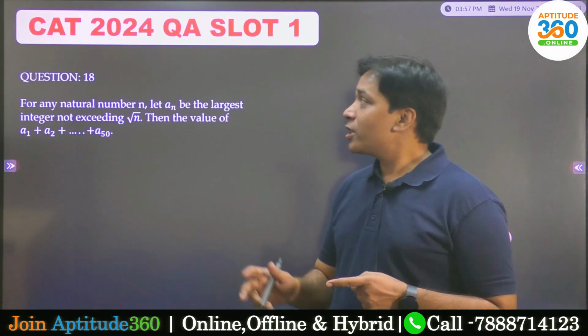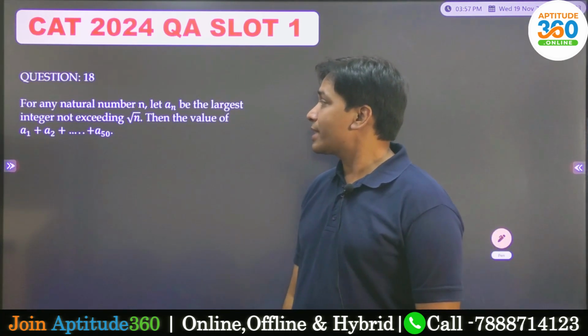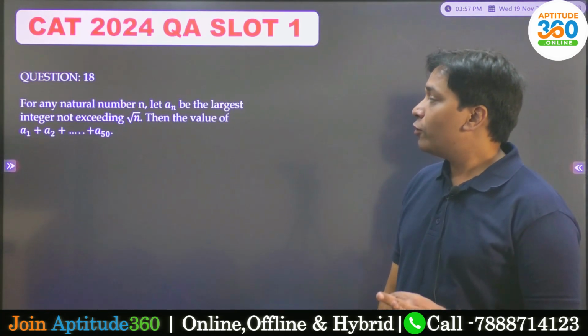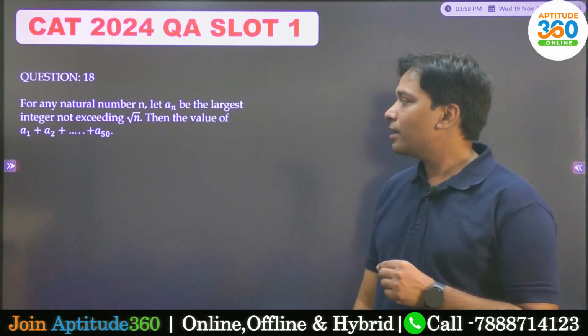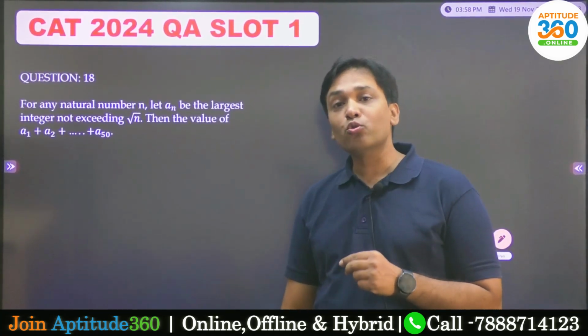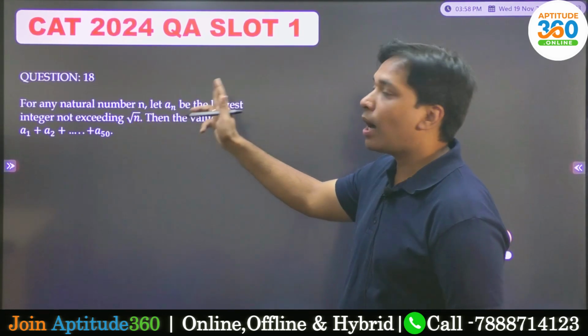Let us solve this question. It was asked in CAT 2024 in slot 1. Question number was 18 and it says that for any natural number n, let an be the largest integer not exceeding square root of n. Then the value of a1 plus a2 up to a50.